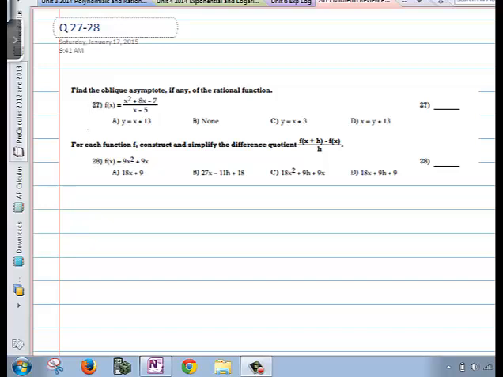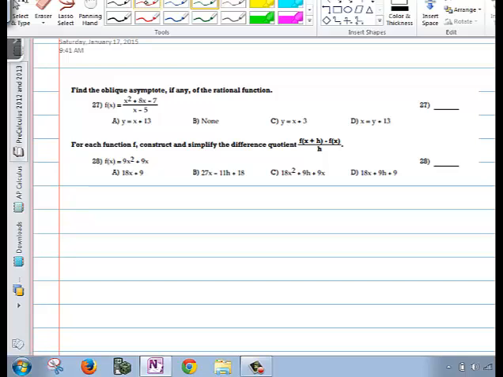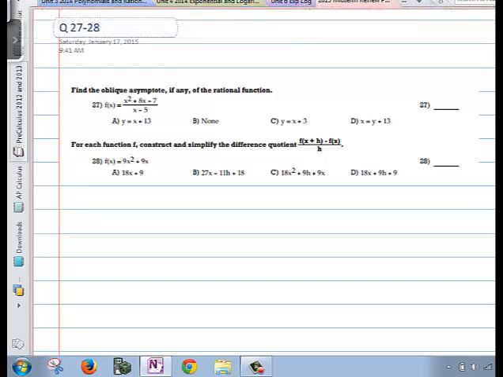And for the first one, what we're looking at is find the oblique asymptote for the rational function. So when you look at the equation for a rational function, the overall degree should be 1 if you're looking for an oblique asymptote. So here, if you notice, the degree of the top is equal to 2 and the degree of the bottom is equal to 1. Thereby, the overall degree of that rational function is 1.